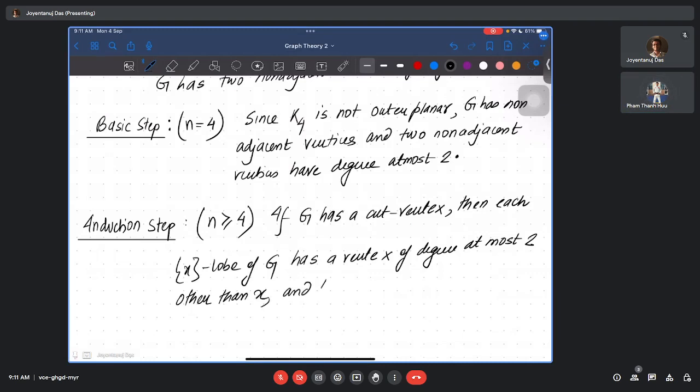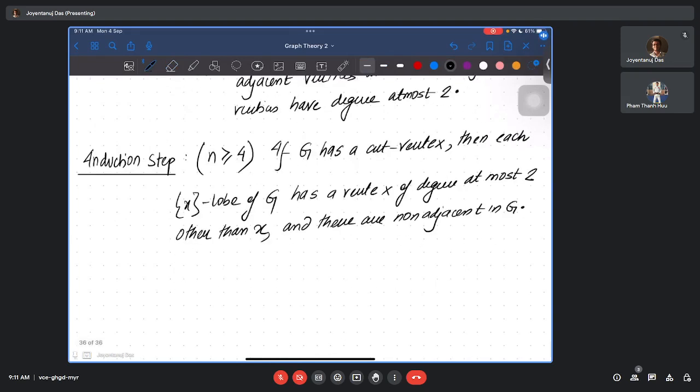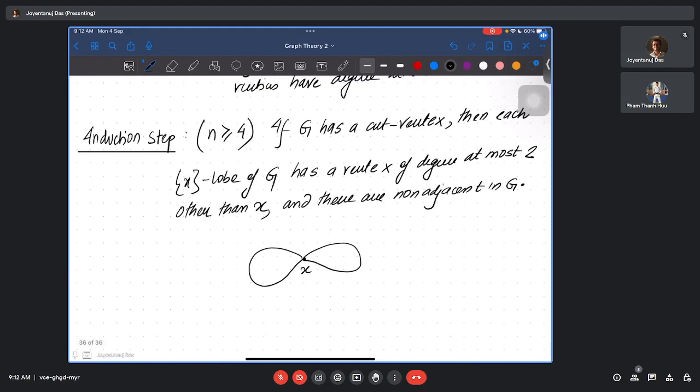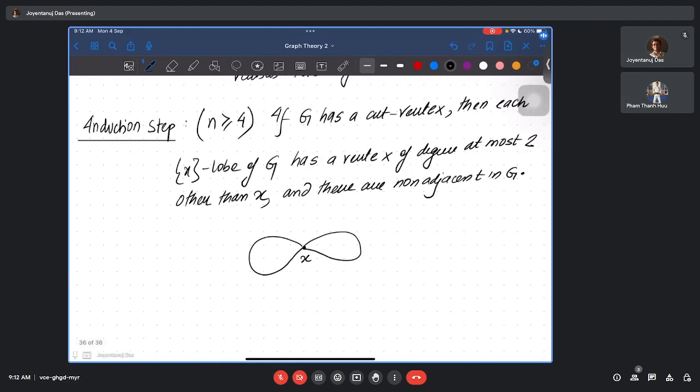And these are non-adjacent in G, right? So the x-lobe is this one. Suppose this is a cut vertex. This is how we divide the graph. So this is one lobe and this is one lobe, right? So now each part will have a vertex of degree at most 2 by induction, and hence it has two non-adjacent vertices in G, right?